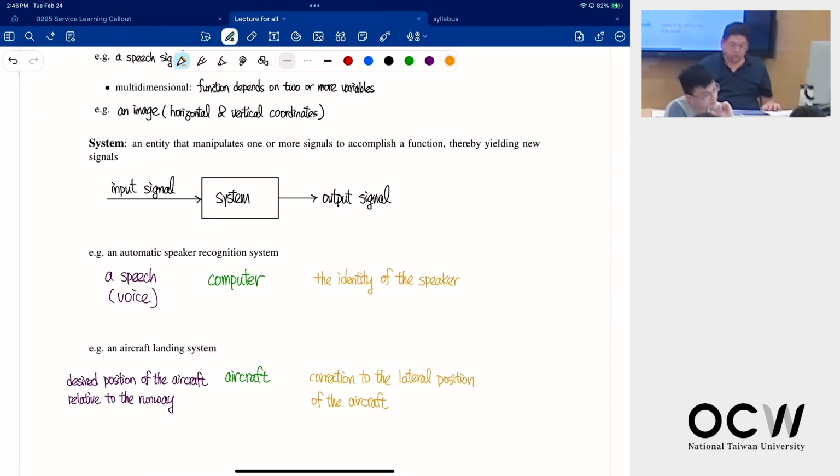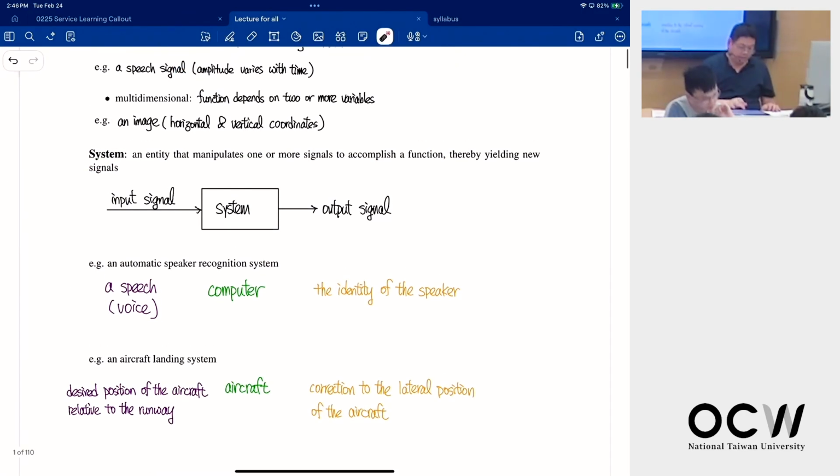So overall, you should know that for the systems, I receive the signals, and once I receive the signal, I manipulate that signal. By how? Depends on what you want. But later on, especially for linear time invariant systems, we have some good properties we can use. Then they give the new output signal.